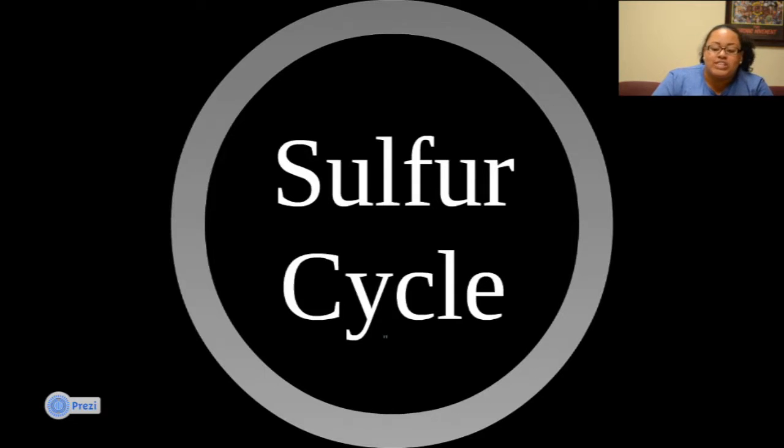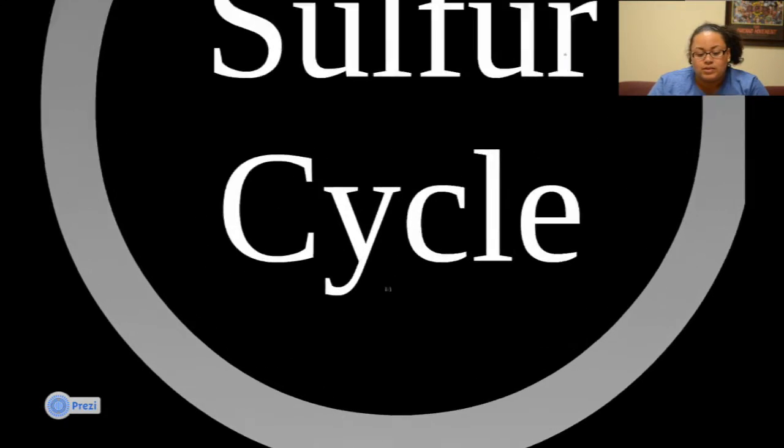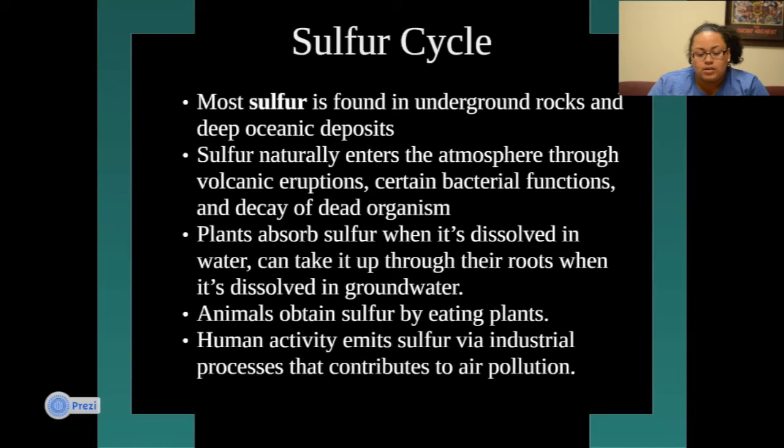Next up is the sulfur cycle. Most sulfur is actually found in underground rocks and deep ocean deposits. Sulfur naturally enters the atmosphere through volcanic eruptions and decay from dead organisms.